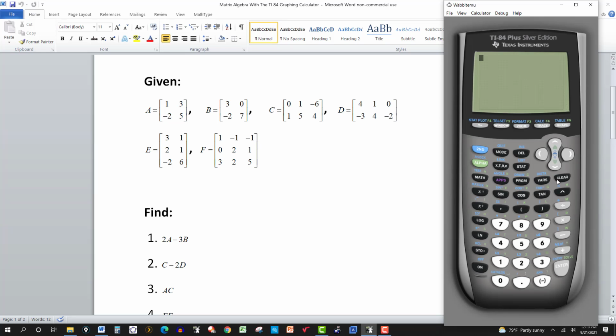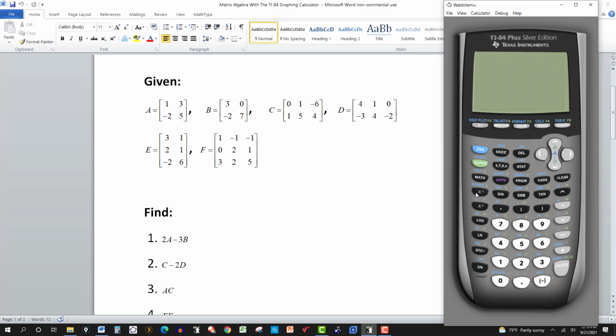Clear this. Now for number 3, I have matrix A times matrix C. The multiplication there is defined because A is 2 by 2 and C is 2 by 3, so the number of columns in the first matrix you're multiplying does equal the number of rows in the second one. Should you multiply it in the other order, C times A, the calculator will give you an error because that's not defined, it doesn't satisfy the conditions. But in this case it is.